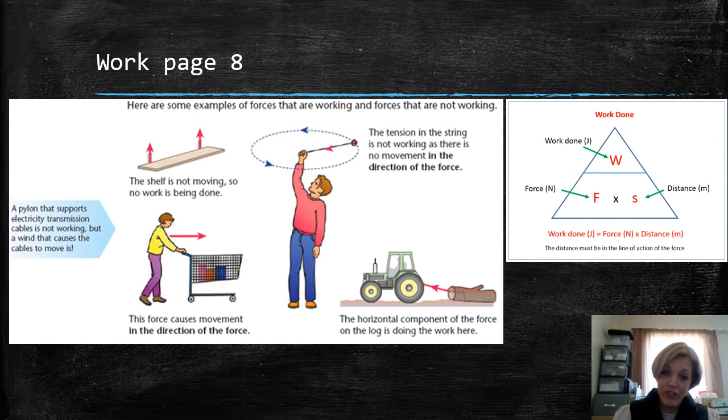Then there is a shelf. There'll be a normal force exerted on that shelf or from that shelf, but the shelf is not moving, so no work is being done. So this is a very tricky one, guys. People get confused with this, and I need to make it very clear to you that the object must move in the direction of the force. So make sure that you're on page 8. We're going to do the definition now, and then we're going to carry on.